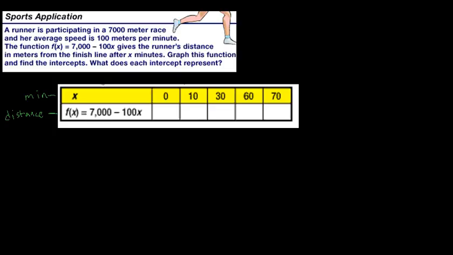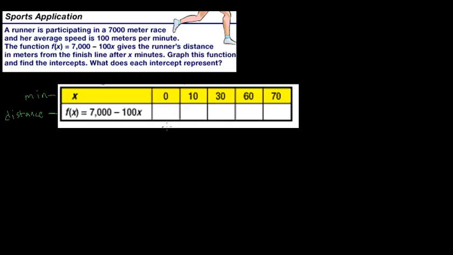And just an added note, neither the time nor distance can be negative numbers. This is a real world application where neither time or distance can be negative. Therefore, choose values that are positive, or said another way for this scenario, choose non-negative values for x. And I've done that here: 0, 10, 30, 60, 70.